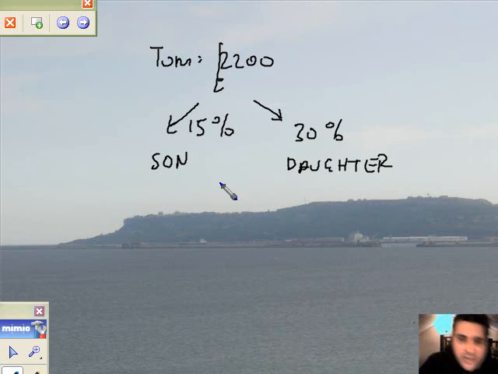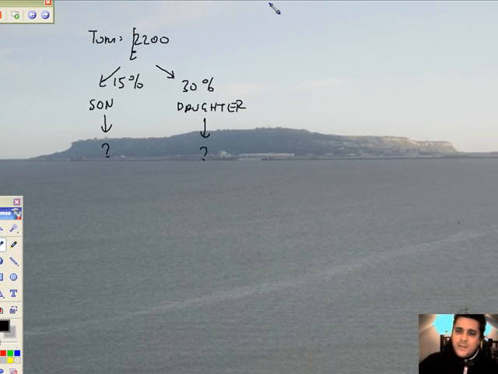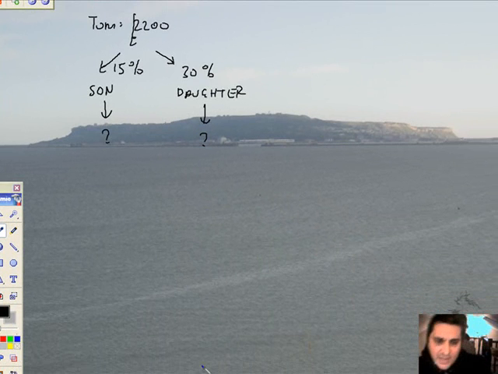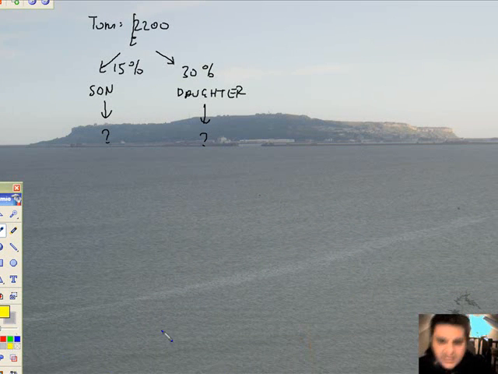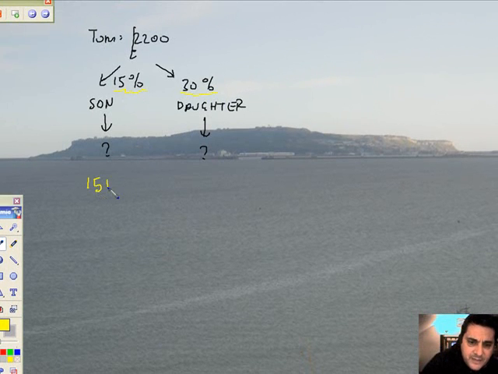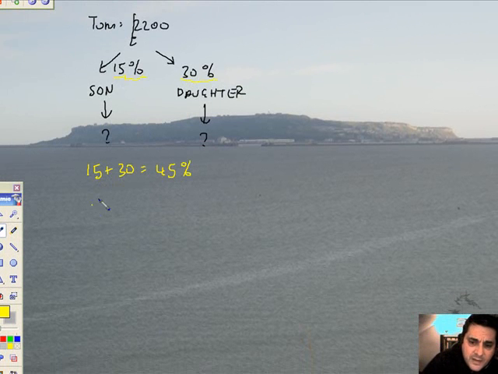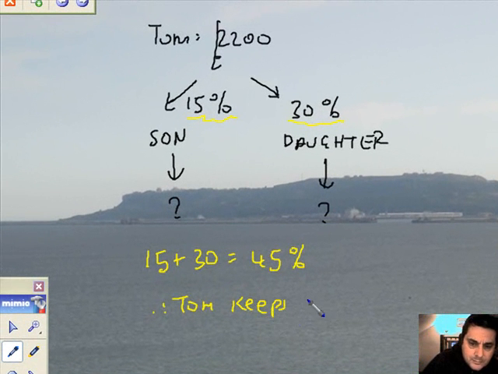Well, we could do the long thing and work out 15% of that, work out the son's money. We can then work out 30% of that, work out the daughter's money, then take all that away from the £2,200. Well, look at it this way. If he's giving away, and let's just highlight it in yellow, 15%, that's that, and 30%, altogether 15 plus 30 gives us 45%. Now that's what he gives away. Therefore, Tom keeps 55% of the money.